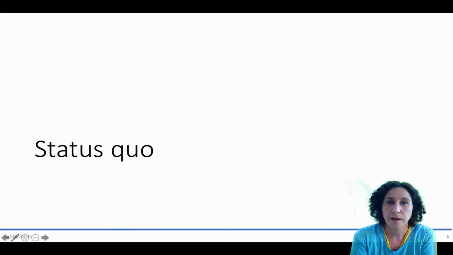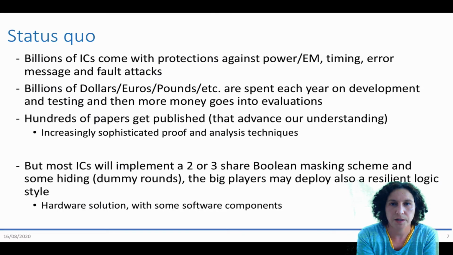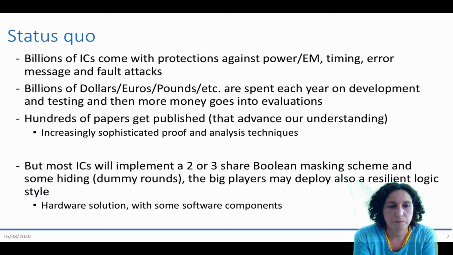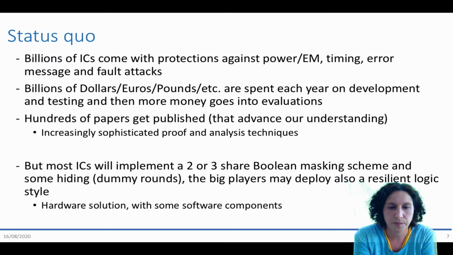I'm sure you will have found this summary about the status quo really illuminating. And for those of you who couldn't quite follow, because the sound is not great, I shall provide a little translation. So at the moment, basically billions of ICs come with protections against power, EM, timing, error messages, fault attacks, and what have you. There are billions of dollars, euros, pounds spent each year on development and testing, and then even more goes into evaluation. So building something that's leakage resilient is incredibly expensive.